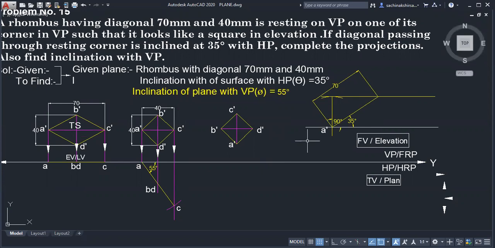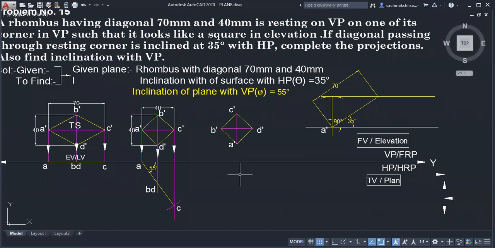Our condition was that the diagonal passing through that point is making 35, actually a true inclination. How did we find the apparent? First we took point A dash on a horizontal line, and on it took the true inclination and true length. We got one point at the other end, drew a horizontal line as locus, then took the apparent inclination in the compass and marked it. That angle we got as 90 degree vertical. Now this A dash B dash will become vertical.